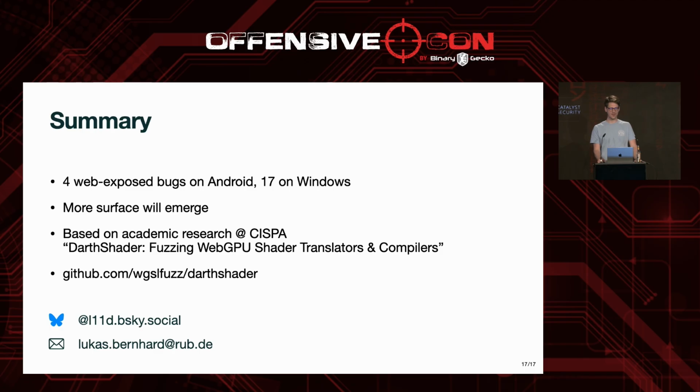And this is pretty much the end of my talk. So in total, we found 21 bugs in web-exposed components. There will be more attack surface in the future. And this work has been done mostly in the context of academia, so there's also a paper on this topic if you're interested. And some parts of the fuzzer are actually open source. The fuzzer is, but the Windows components and the Android components are not open source.